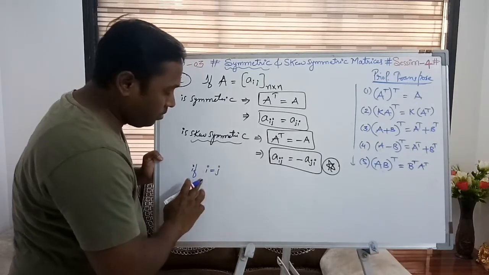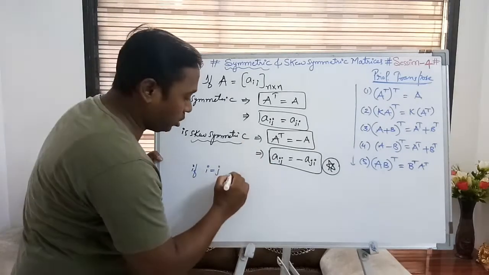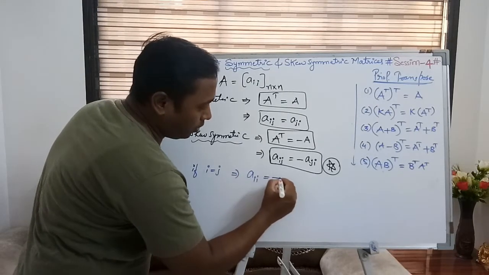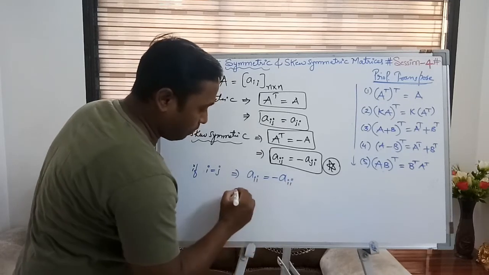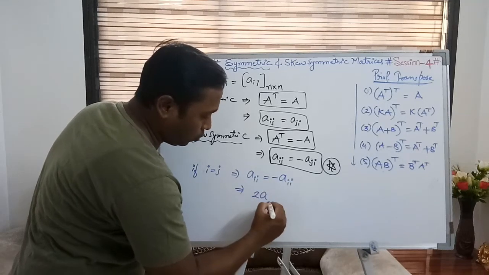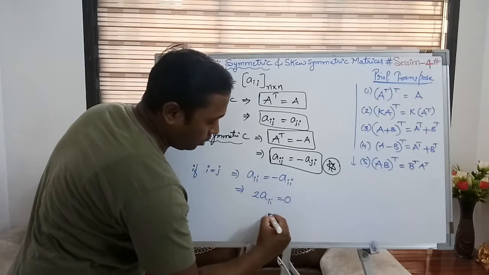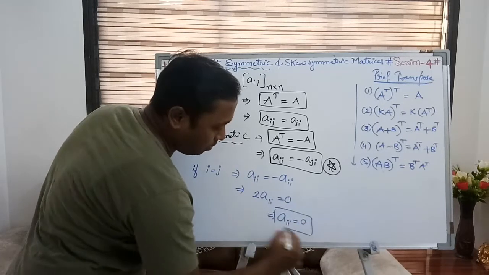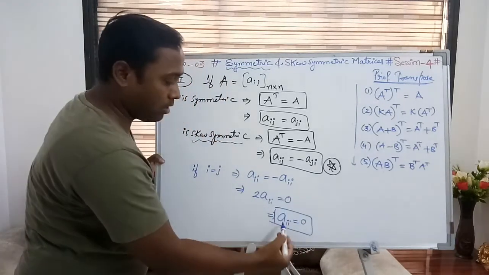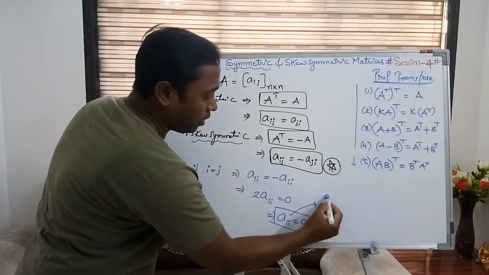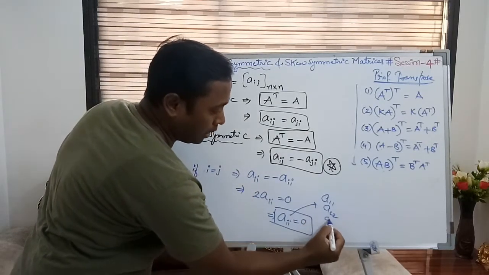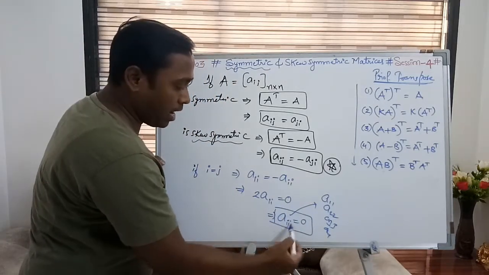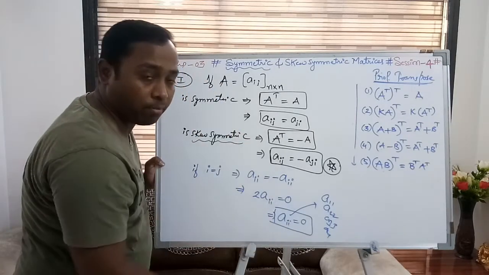Now if I take i equal to j in this condition, it implies that A_ii is equal to minus A_ii, which implies 2A_ii equal to 0, so A_ii equal to 0. What does it mean? A_ii means the elements A11, A22, A33, A44 and so on. It means A_ii represents the diagonal elements.